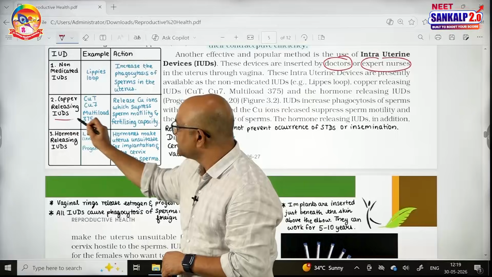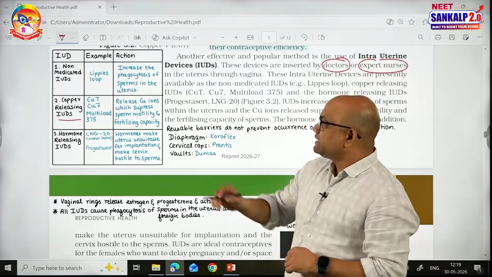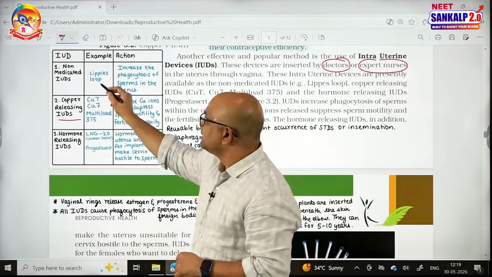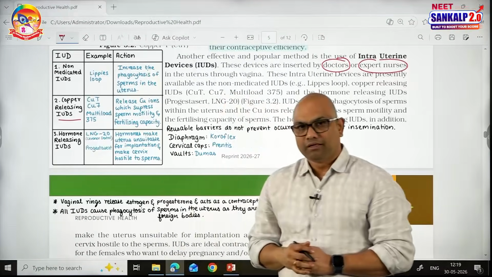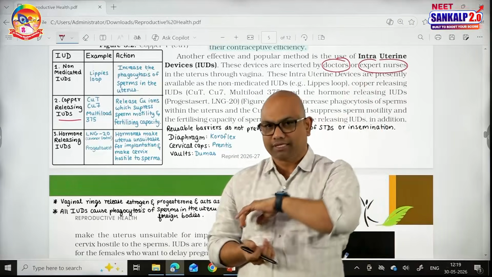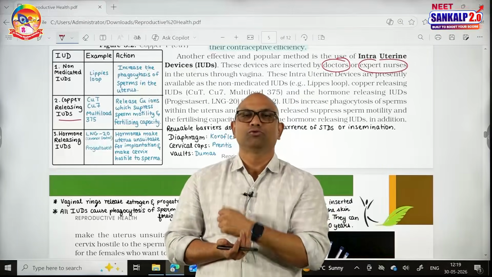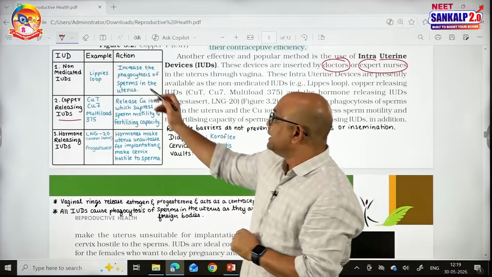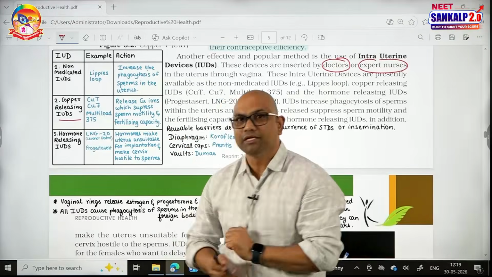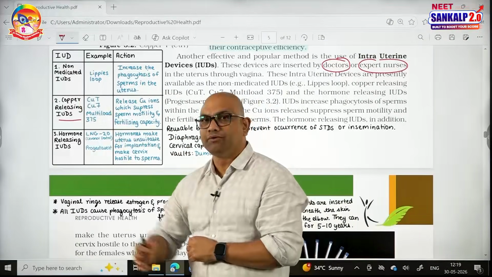There are different types of IUDs, like non-medicated IUDs, copper releasing IUDs, and hormone releasing IUDs. One of the best examples for non-medicated IUDs is Lippes loop. What is the main function of a non-medicated IUD? When it is inserted into the uterus, it causes local inflammation of the uterine endometrium and attracts phagocytes towards that area. Hence, it increases the phagocytosis of sperms in the uterus while they are passing through. That is the main function of a non-medicated IUD.